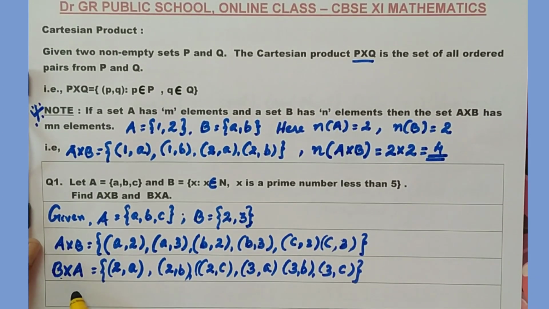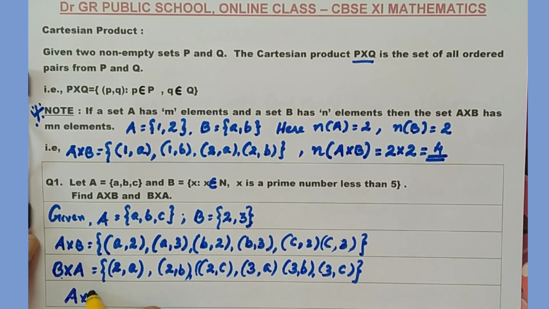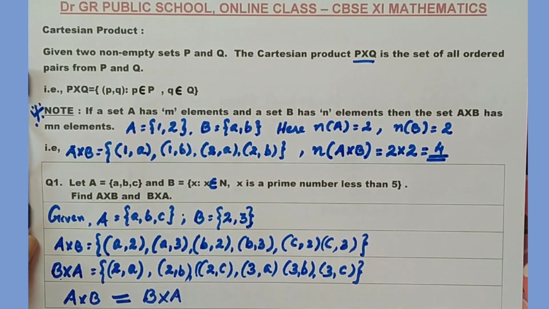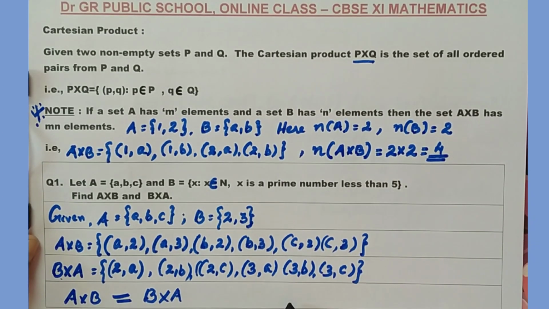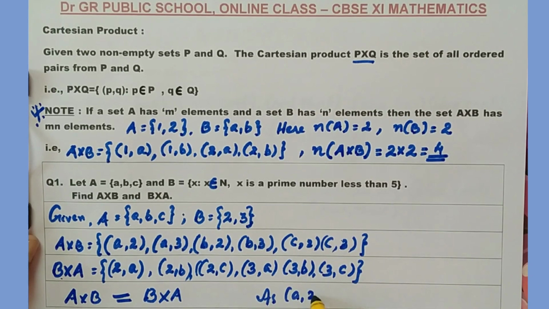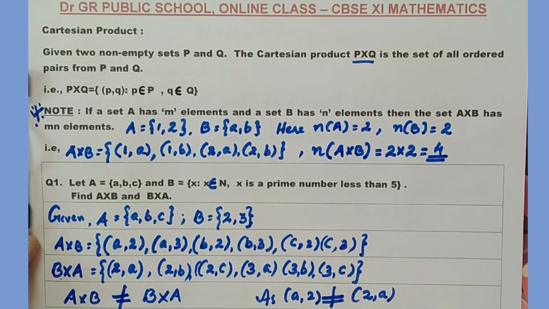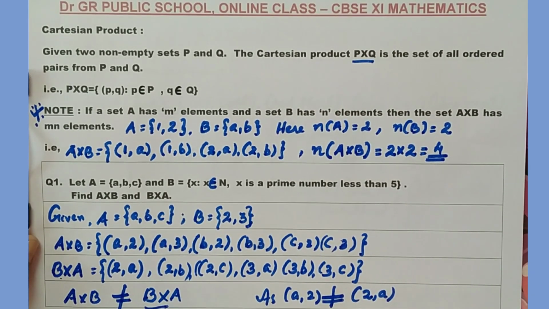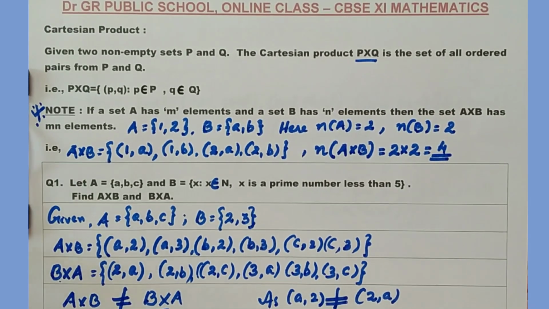Now you find out A cross B and B cross A. My question is, is A cross B equal to B cross A? Are A cross B and B cross A equal? No. Why? Because we know that the ordered pair (a,2) is not equal to the ordered pair (2,a). In the last class we studied that the order of elements in the ordered pair is of utmost importance. So as ordered pair (a,2) is not equal to ordered pair (2,a), A cross B is not equal to B cross A. Very important point: A cross B not equal to B cross A.